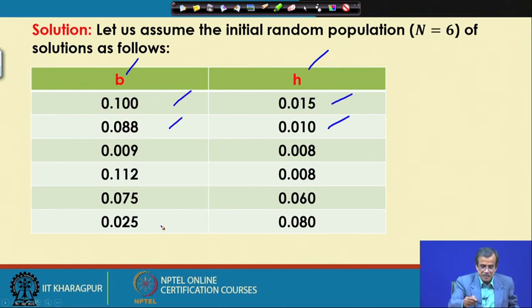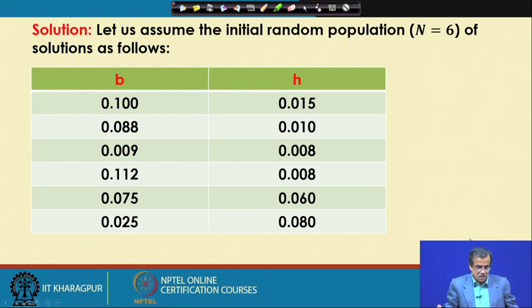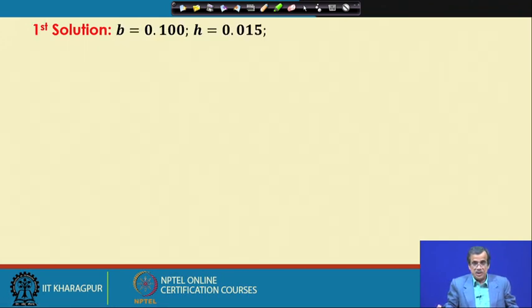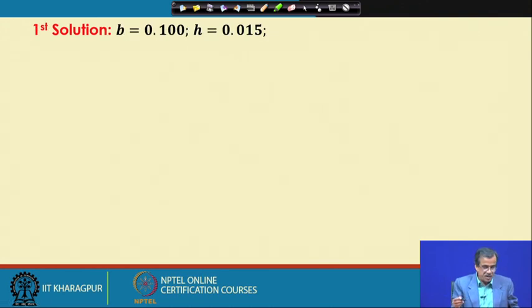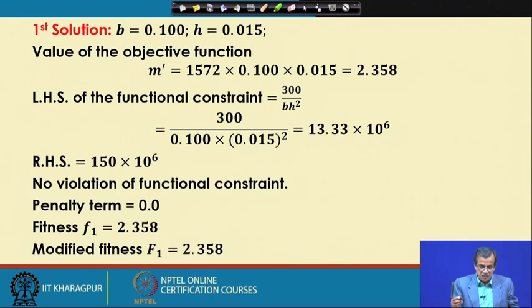Now, once you have got the initial population of solutions, let us see how to proceed to find the optimal solution. Let me concentrate on the first solution, that is b equals 0.100 and h equals 0.015. Corresponding to the first solution, let us find the value of the objective function, that is the fitness, and whether there is any violation of the functional constraint.